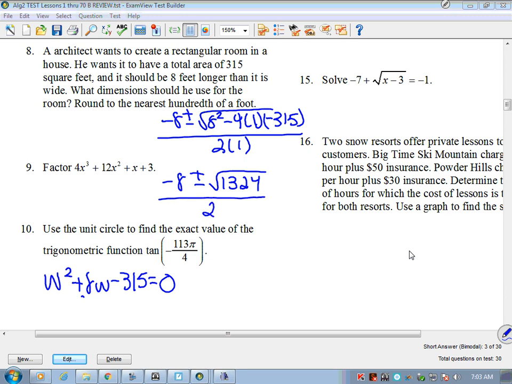by 2. Okay, well, we can try to take 1324 and reduce it down. It probably will reduce. Let's divide that by 2. We got 662. 2, 331. Boy, I don't know.